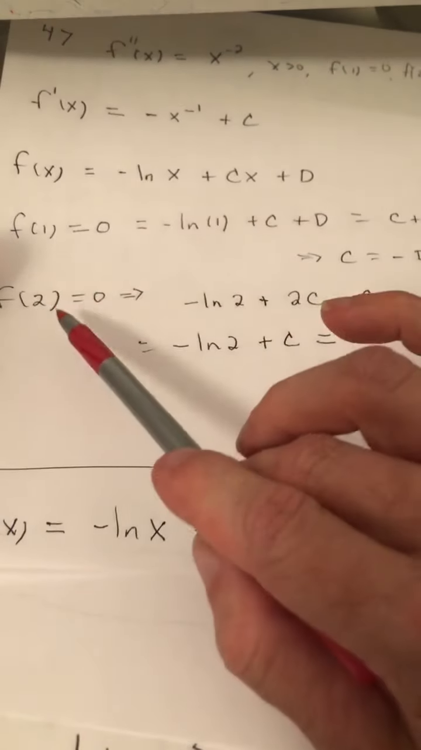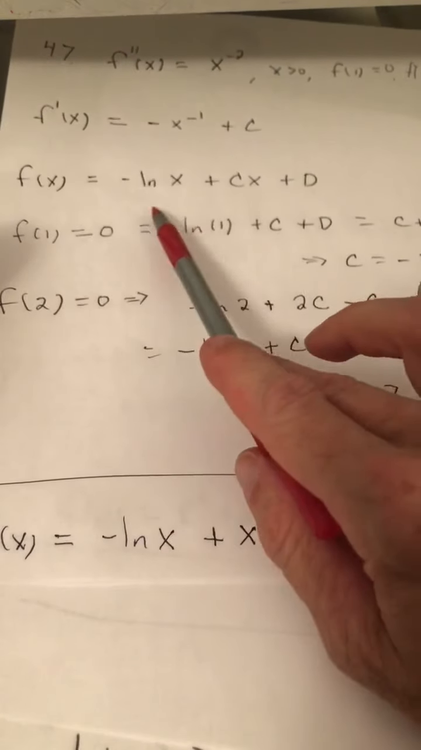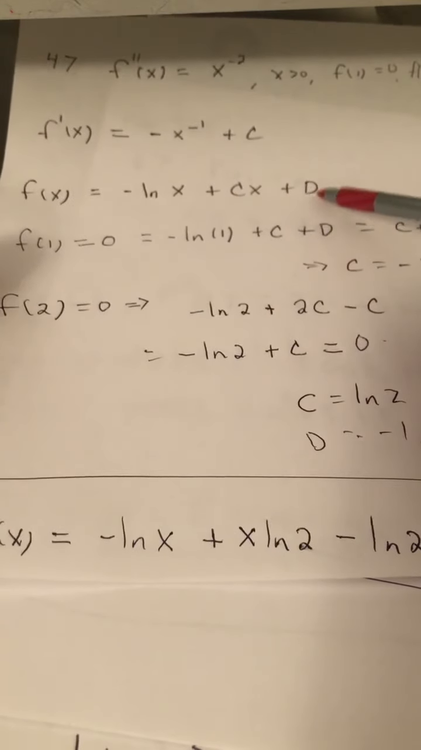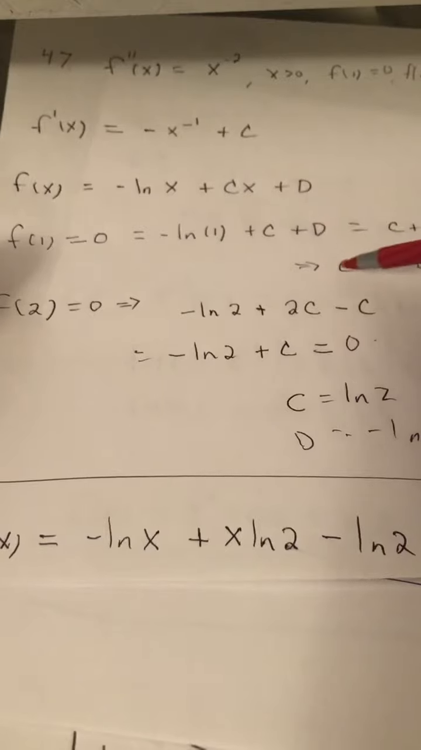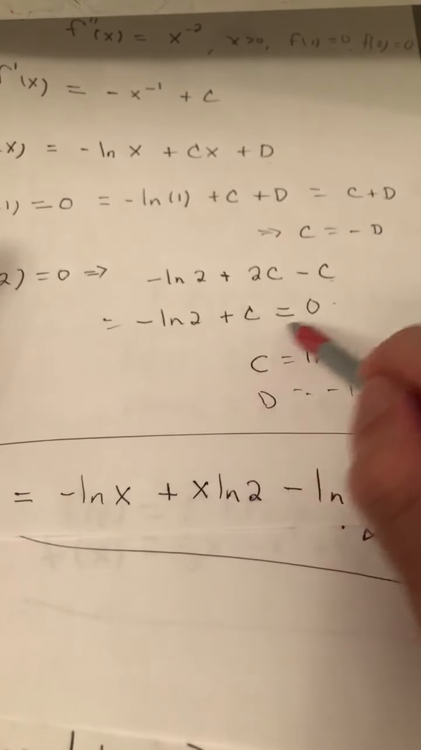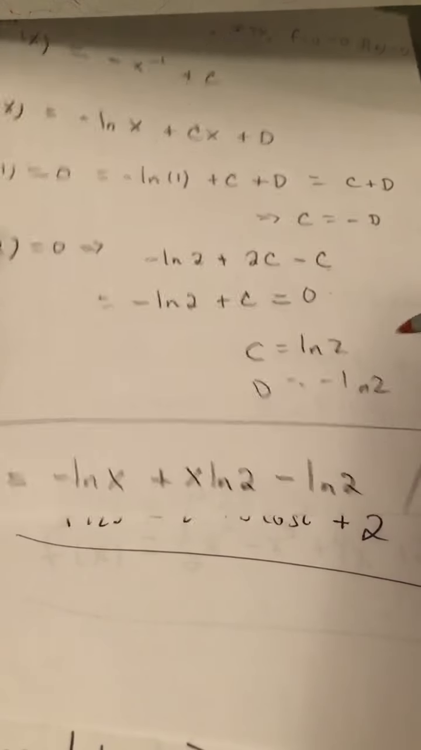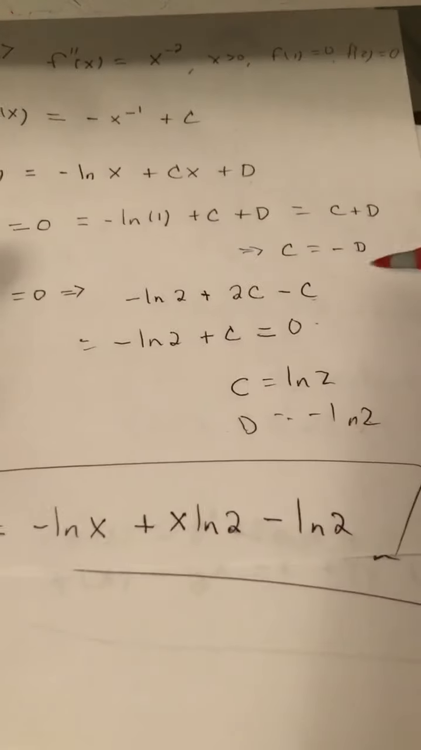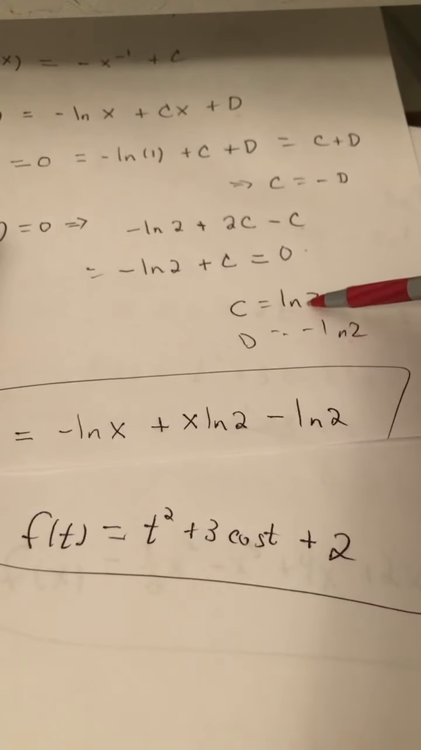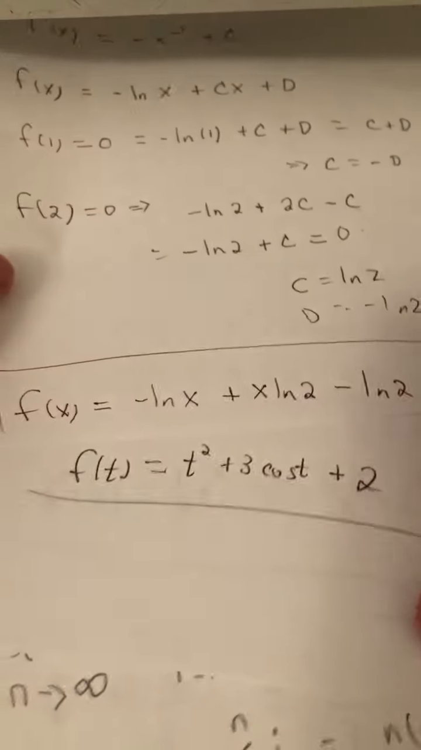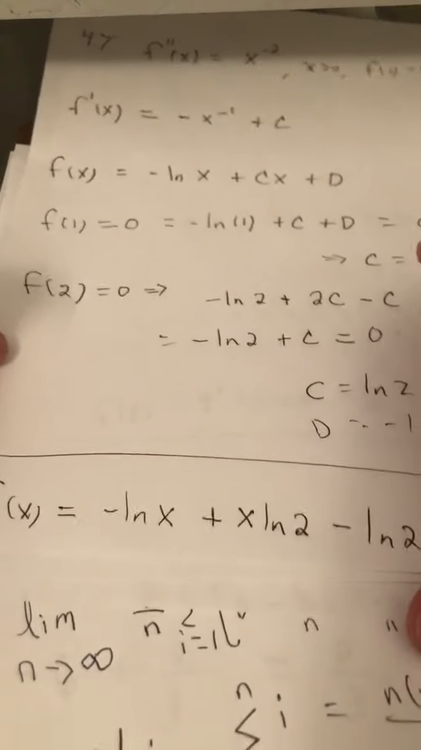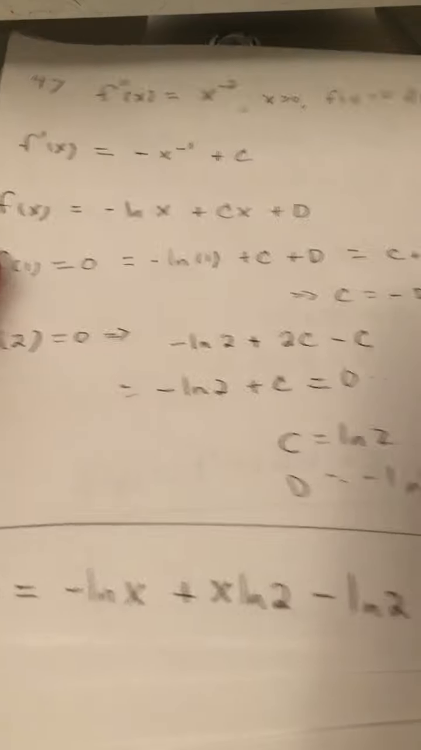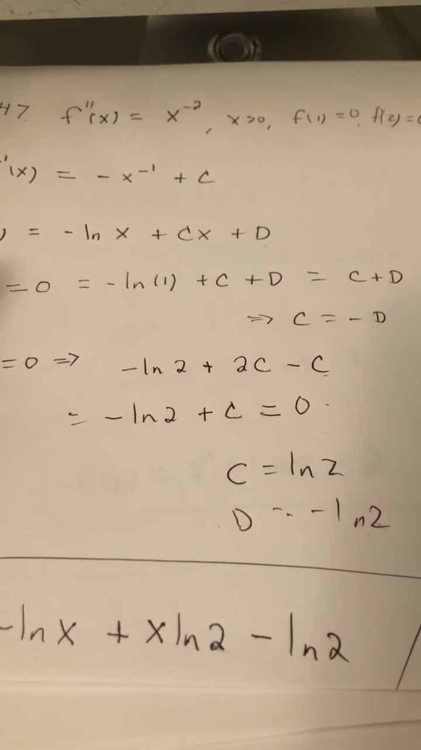So when I plug in 2 for x, I get negative ln of 2 plus 2c, and d is the opposite of c, remember? So that's going to be, replace d with minus c. So I get c is ln 2. So rewrite this line, but in place of c and d, we have c is ln 2, d is negative ln 2. So f of x is negative ln x plus x ln 2 minus ln 2.